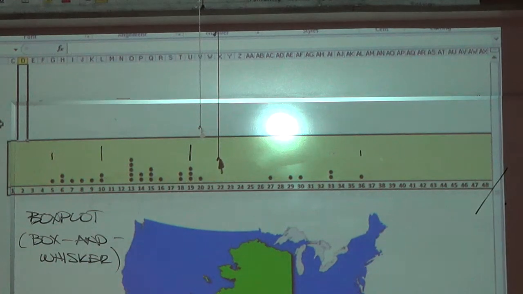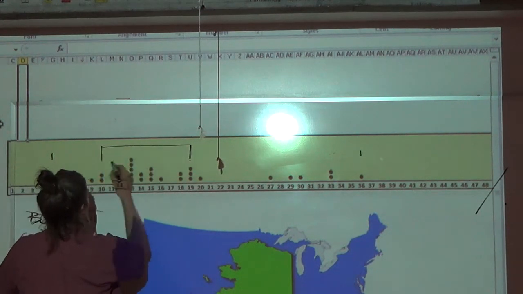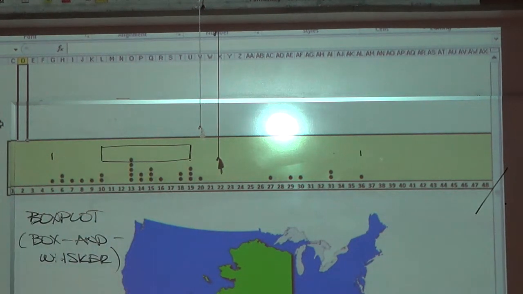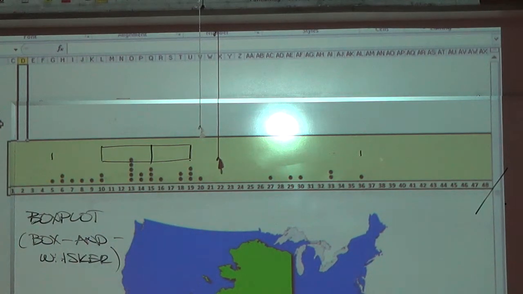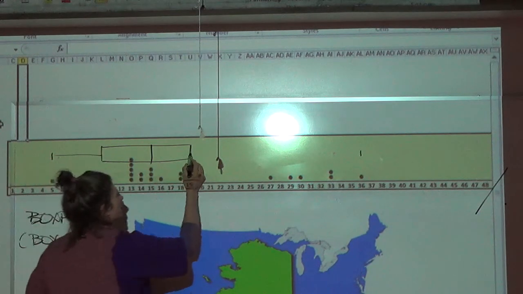And make a box out of those guys. There's your box. Do 1 more of those on the median. Median's going to be at 15. Right there. Where are the whiskers? Exactly. The whiskers connect the box to the ends here.